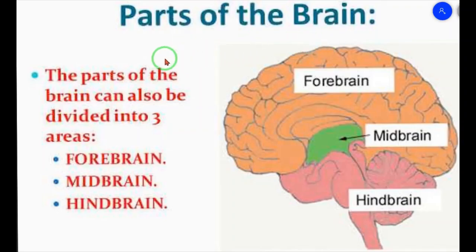Parts of the brain. The human brain is formed of three main parts. They are forebrain, midbrain and hindbrain. So this region is known as forebrain. This orange color region is the forebrain. This green color region is the midbrain, and the last part, pink in color, is the hindbrain. So three regions are present in the human brain: forebrain, midbrain and hindbrain. Let's see one by one.